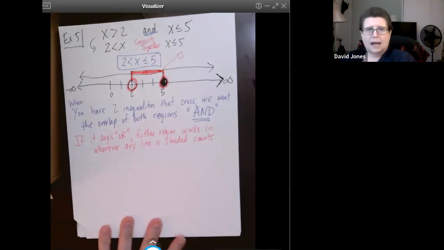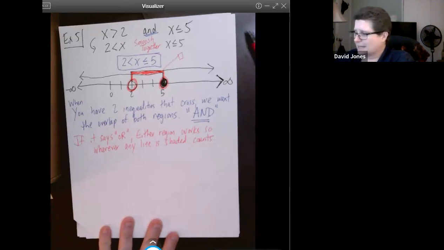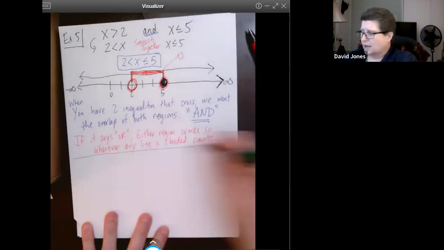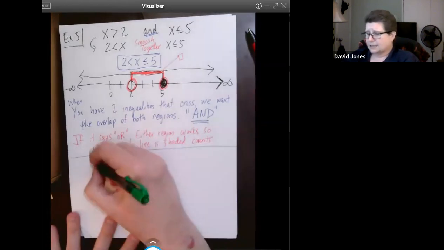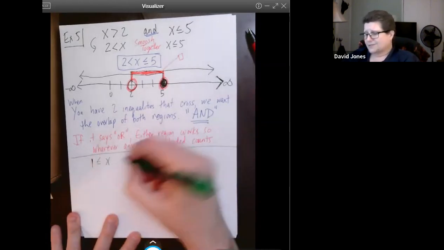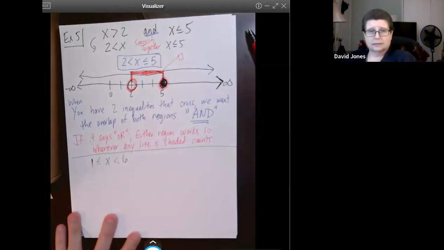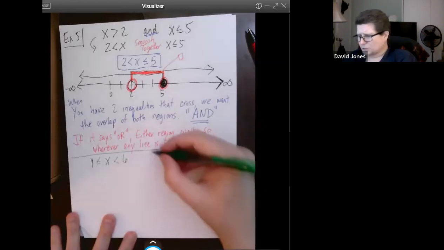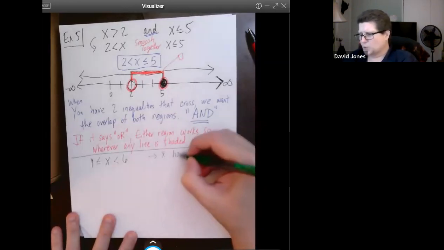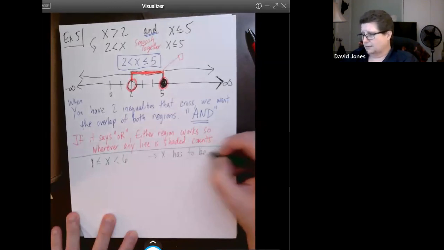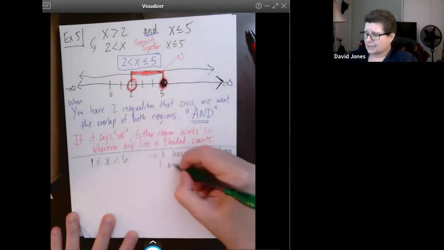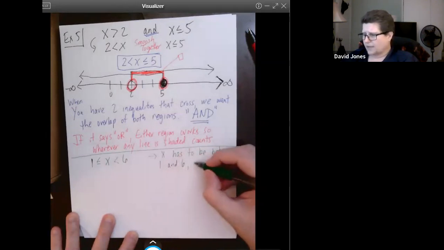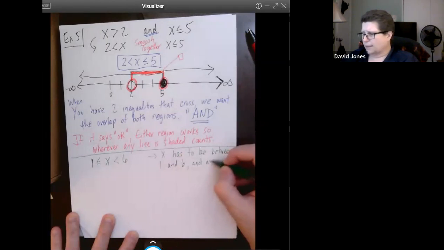Okay. Before I continue, I'm just going to give a different example. Let's use 1 is less than or equal to x, which is less than 6. This tells me x has to be between 1 and 6, and we include the 1 but not the 6.